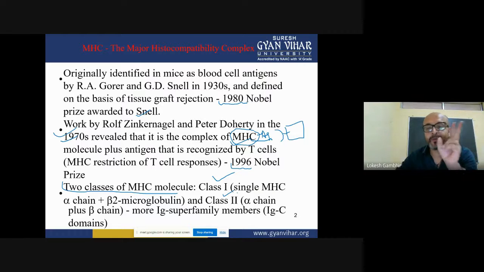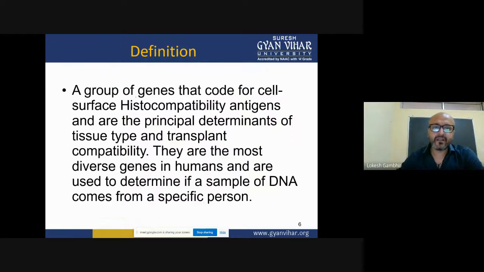Classically, the two classes were found to contain different chains. Class 1 contains two peptide chains, alpha and beta 2, and class 2 contains alpha and beta chains both. Now, how do we define the major histocompatibility complex? It's a group of genes coding for peptides. Those peptides are expressed on the cell surface and form a complex called the major histocompatibility complex, and their main work is to determine the tissue type and the transplant compatibility.